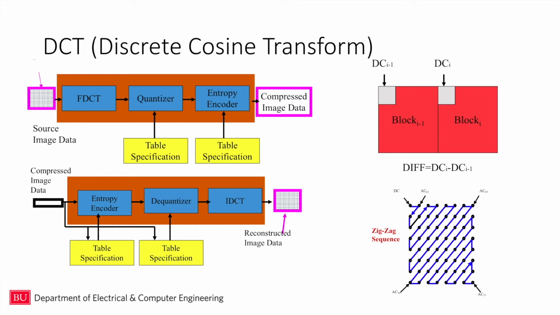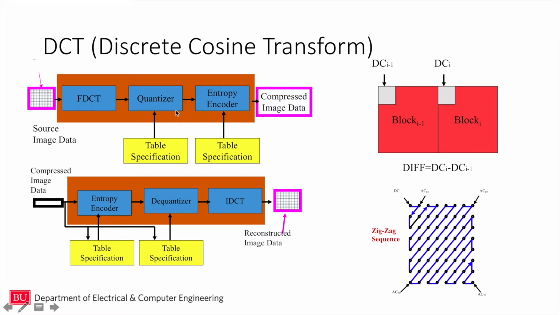So next I will briefly introduce the DCT algorithm. It's a discrete cosine transformation. First we have the source image data and to transfer it to the RGB matrix and to do the DCT operation and do the quantization during it.